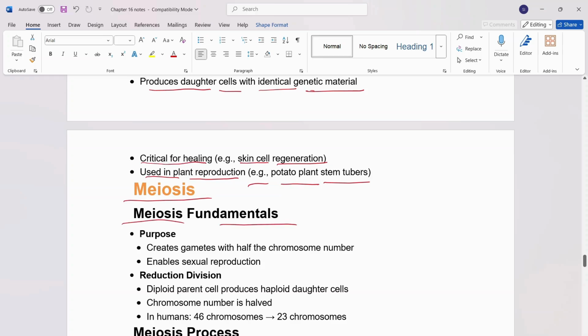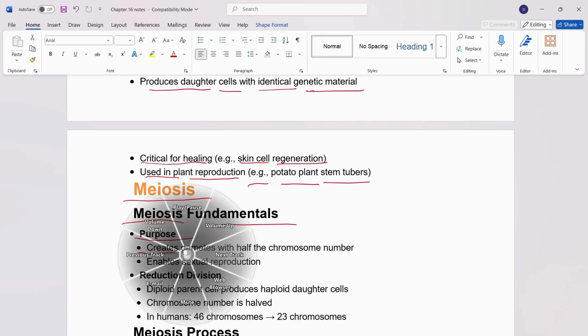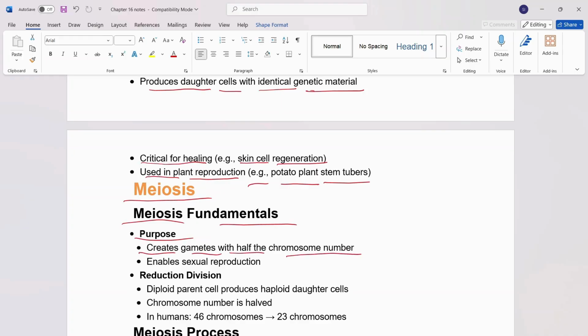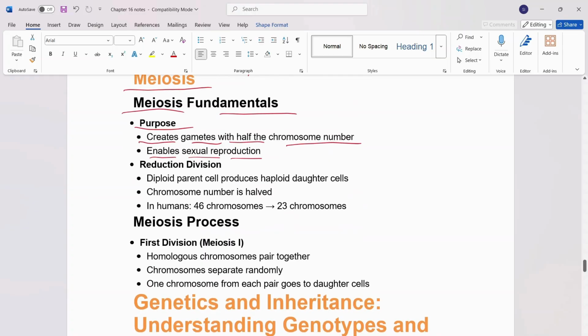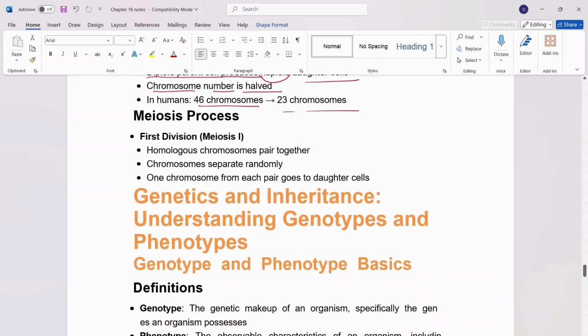Meiosis fundamentals. Purpose: create gametes with half the chromosome number, enabling sexual reproduction. It is a reduction division. A diploid parent cell produces haploid daughter cells. So it reduces from diploid to haploid, from 2 to 1. The chromosome number is halved. In humans, 46 chromosomes are there, which comprise 23 pairs of chromosomes.